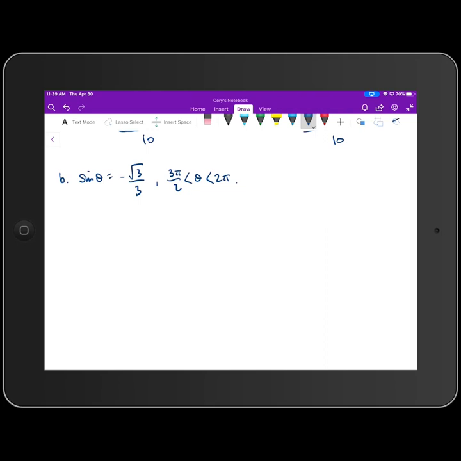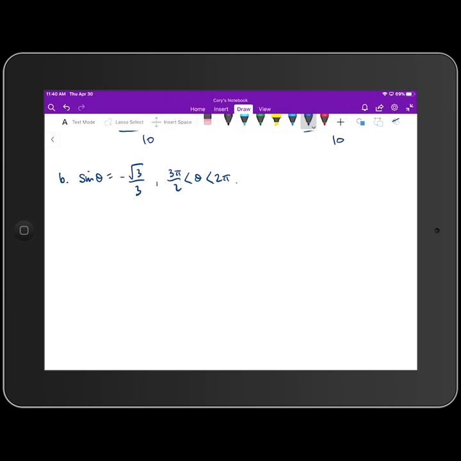Okay, so let's work through the example we left off the last video with. We're given the sine of angle theta is negative rad 3 over 3, and then we're told that angle theta is in quadrant 4, between 3 pi over 2 and 2 pi.